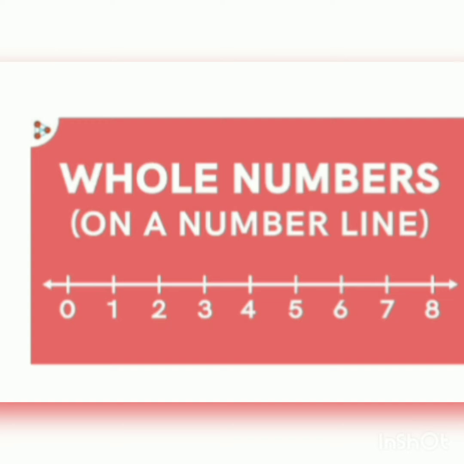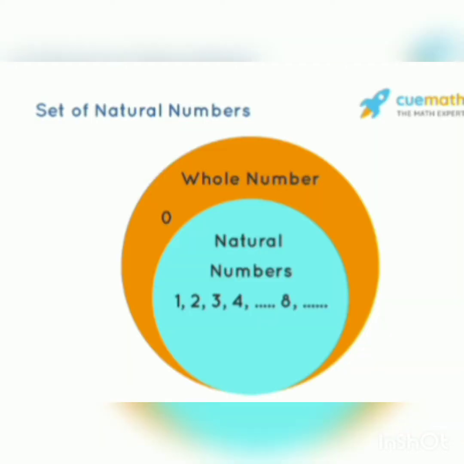Now the representation of whole numbers on a number line. We can represent whole numbers on a number line the same as we can represent natural numbers on a number line. But the difference is that the number line of natural numbers starts from 1 and the number line of whole numbers starts from 0.